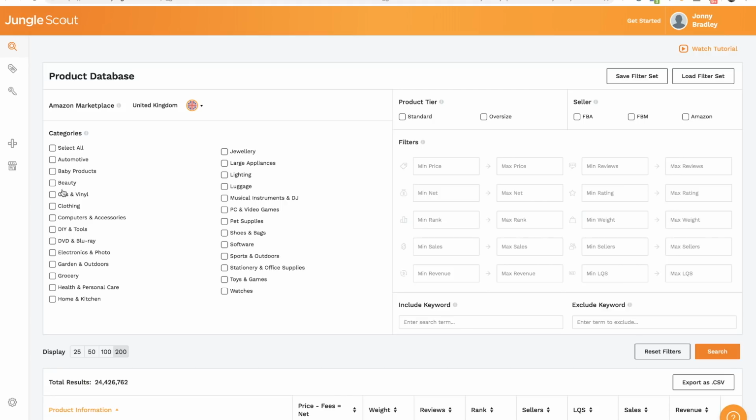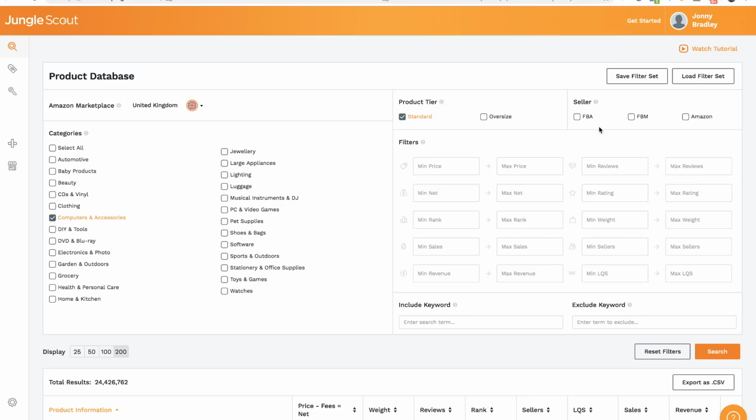Let's go to computers and accessories. The reason being is that a lot of people stay away from electronics and stuff like that. It doesn't mean you can't sell them, it just means that you have to be a little bit more strict with how you source your goods in terms of making sure that they have the right safety guidelines, safety certificates, and that sort of stuff. It just means that you have to do your due diligence, okay? We're going to go product tier standard because we don't want oversized products.